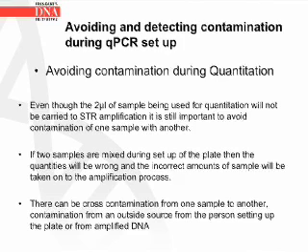Even though the 2 microliters of sample being used for quantitation will not be carried to STR amplification, it is still important to avoid contamination of one sample with another. If 2 samples are mixed during setup of the plate, then the quantities will be wrong and the incorrect amounts of sample will be taken on to the amplification process. There can be cross-contamination from one sample to another, contamination from an outside source, for example the person setting up the plate, or contamination from amplified DNA.